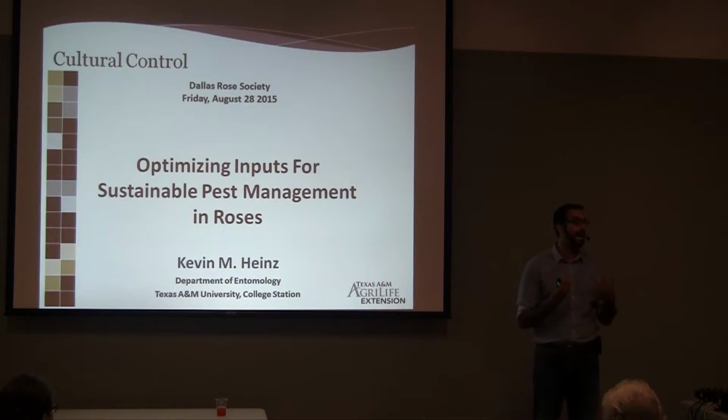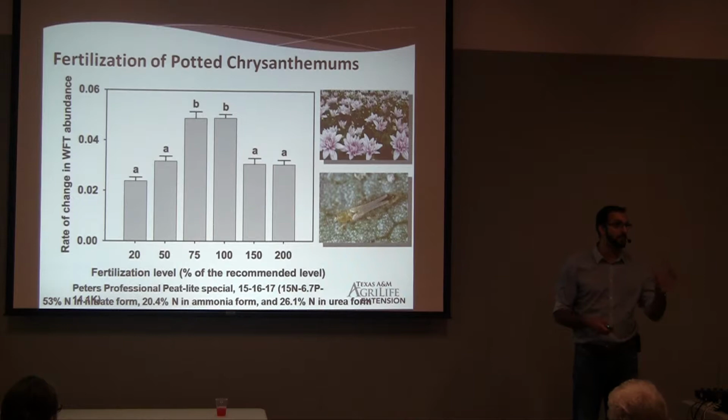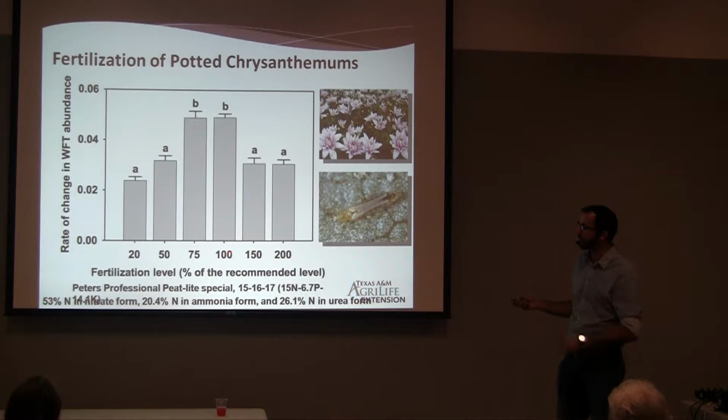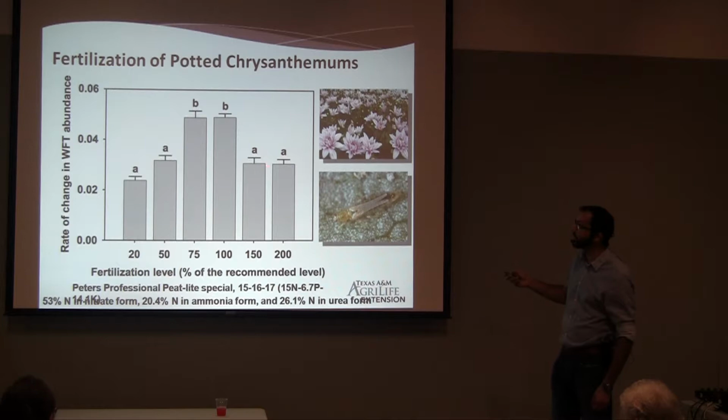So let's first look at, they did an example of plant bugs, and then they did an example of roses. But here, at the bottom, you can see the percentage of the recommended level of fertilizer. So here's 100%, and this is kind of below the recommended level, this is above the recommended level. And this is the rate of change in Western flower thrips abundance. You can see when it's at 100 or 75%, you have relatively high abundance. When you go to 50 or 20%, that abundance decreased. So you're actually decreasing your abundance of the Western flower thrips by decreasing your fertilizer rate. You can also decrease it by drastically increasing your fertilizer rate, but then you're just spending more money, essentially.